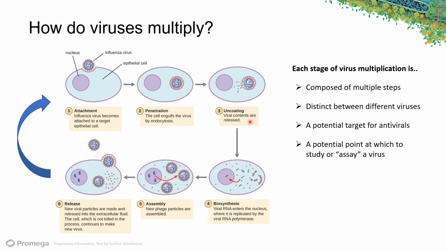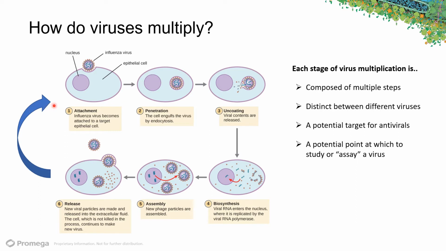Once the virus has entered the cell, it needs to replicate or go through a biosynthesis stage in which it creates more viral genome, more viral proteins. These genomes and proteins then have to come together in the form of new viral particles during the assembly stage. And then ultimately, these viral particles must be released from the infected cell in order to go on and infect more cells.